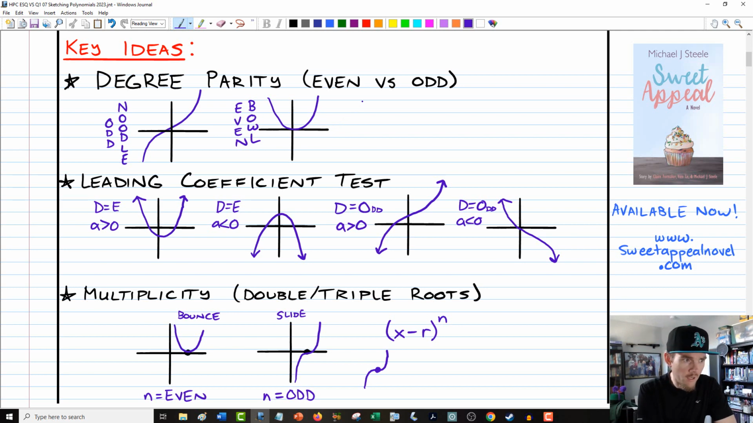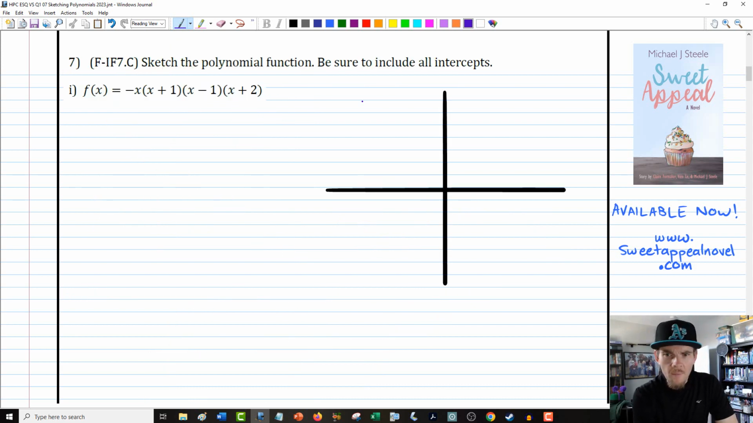So let's actually bring all these dots together and connect them by doing the 2 problems that are built into this essential skills quiz model. The first of those, I know the video description or the section title will give you a name for it, but basically we're looking at negative x times x plus 1 times x minus 1 times x plus 2. And our instructions say to sketch the polynomial function and be sure to include all intercepts.